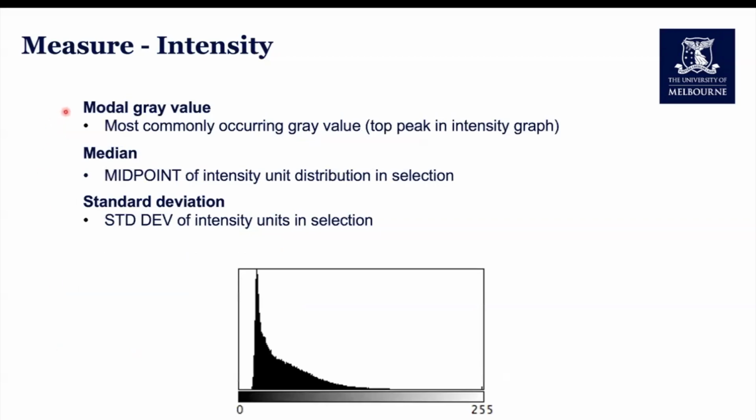We can read out something called the modal gray value, which is the most commonly occurring gray value. So that's the peak here of the intensity graph. We can read out the median, which is the midpoint of the intensity distribution within the selection. And we can also read out the standard deviation as well.